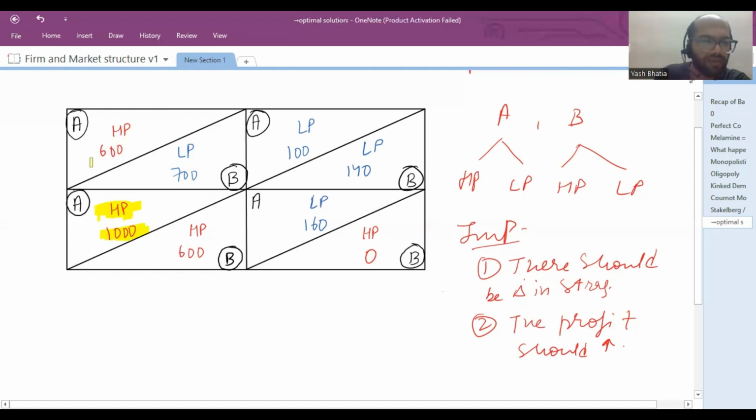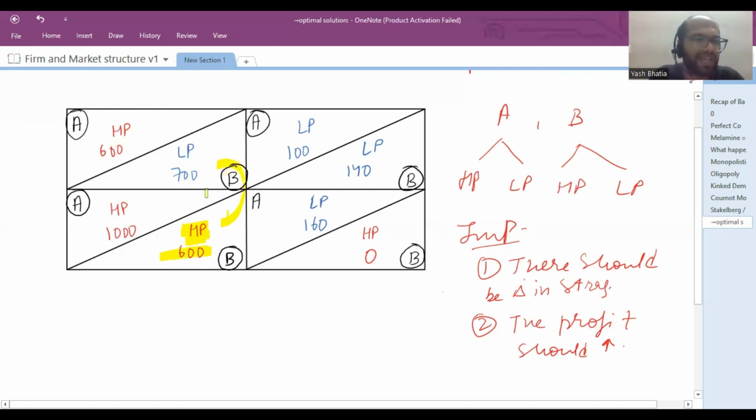Would A like to move to the first quadrant? No, because the strategy is not changing and the profits are less. So A would like to operate in the second quadrant only. But what about B? B is with high price earning 600. Would B like to switch to this quadrant?